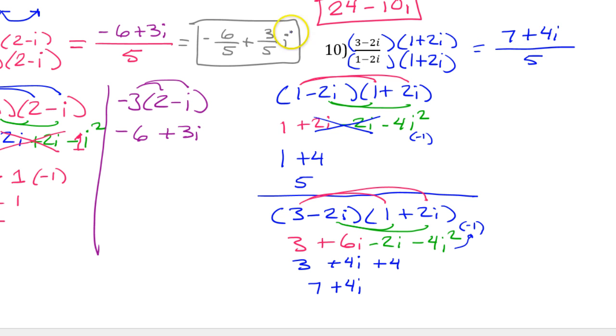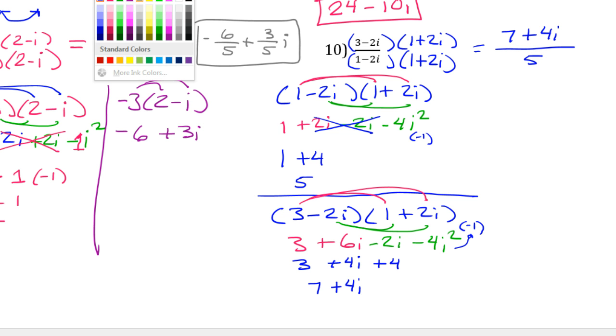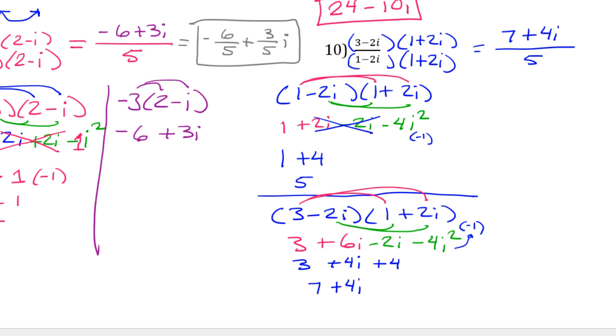Now this is essentially the answer, but again we're supposed to separate this into two terms by putting the 5 under the 7 and under the 4. So that would make 7 over 5 plus 4 over 5i. So that would be your answer for number 10.